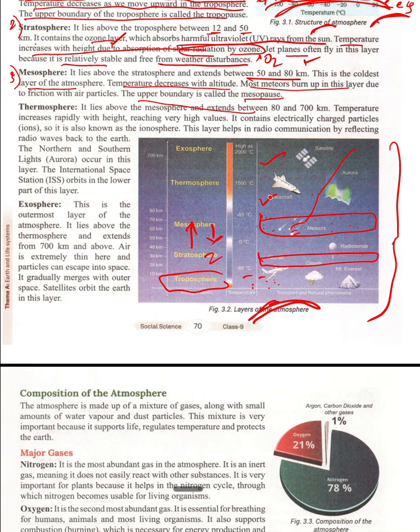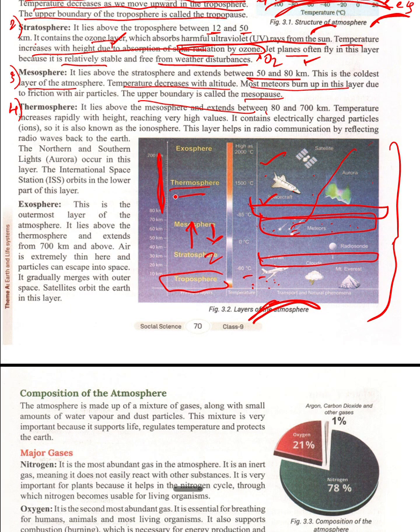Mesopause. This layer is called the mesopause. The beginning layer of the thermosphere is called the mesopause. Now coming to the fourth layer, it is called the thermosphere. It lies above the mesosphere and extends up, ranging from 80 to 700 kilometers. This range, as you all can see.